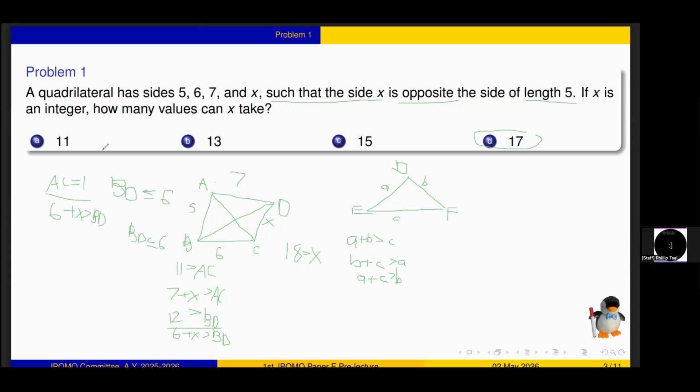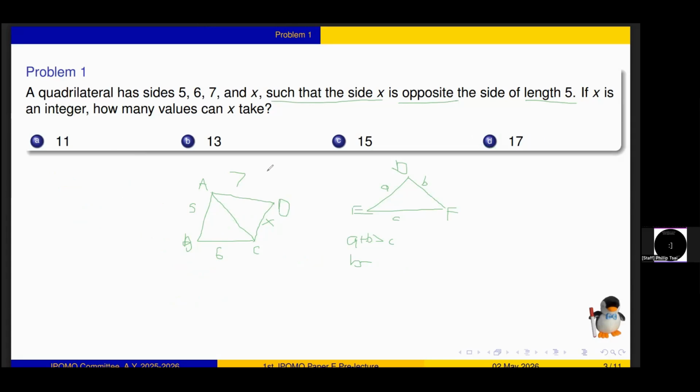Does anyone get it? Does anyone not get it? Or does anyone have any questions? Okay, and I'll move on to the next problem.